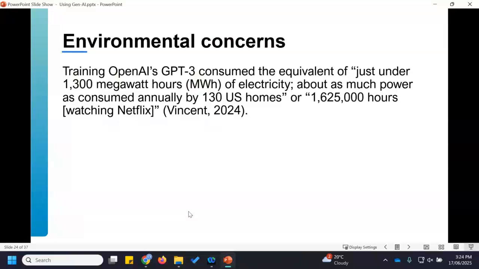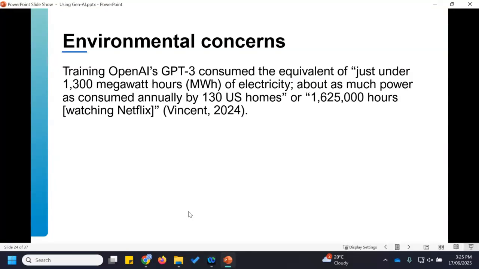Also, big environmental concerns. Training OpenAI's GPT-3, so again, we're on 4 now, but just training it consumed the equivalent of just under 1,300 megawatts of electricity, so about as much power as consumed annually by 130 US homes, or 1,625,000 hours of watching Netflix. There was another one that said the amount of power used when using ChatGPT last year in the US, so within 2024, just using ChatGPT used the same amount of power that would be used to power the whole of Thailand for a year.